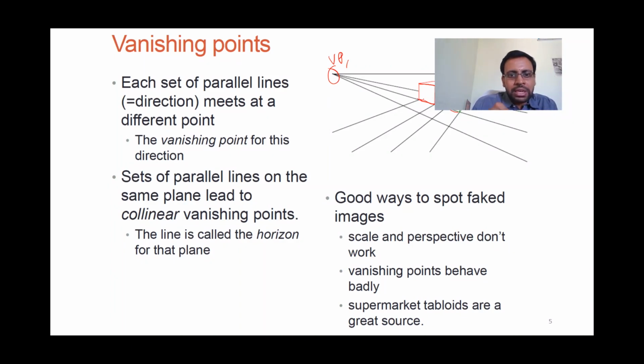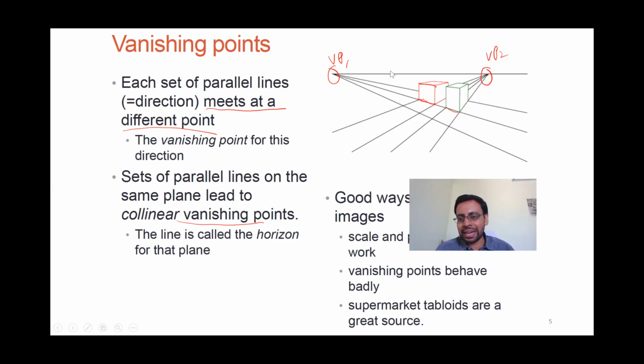So the first important point is that each set of parallel lines meets at a different point. Vanishing points will be different for each set of parallel lines. By set of parallel lines, I mean these four are one set, these four are one set, and these are another set. So there are in fact three sets of parallel lines here. Each set would converge to a different vanishing point, but the sets of parallel lines on the same plane lead to collinear vanishing points. All those vanishing points would lie on a single line here.